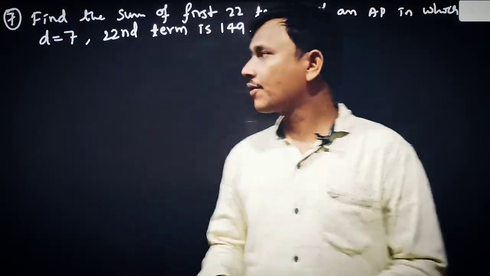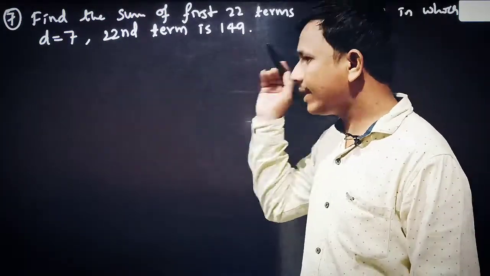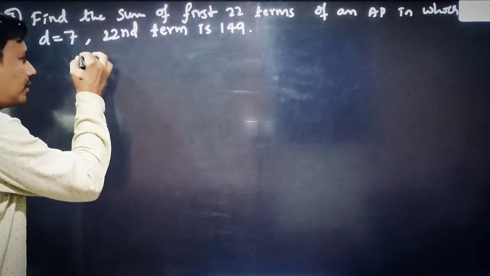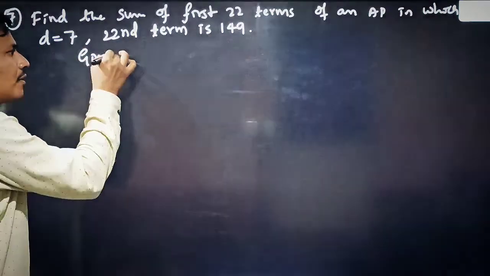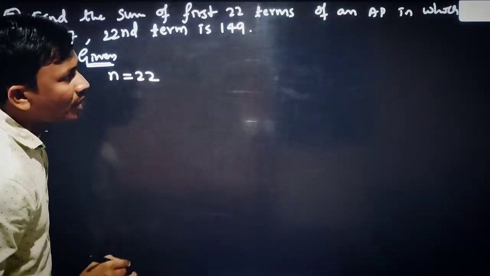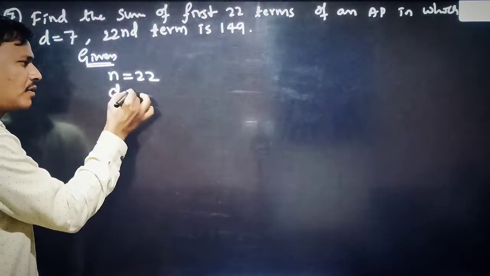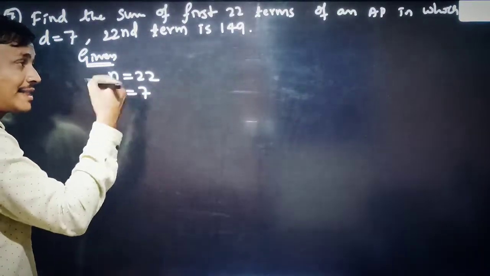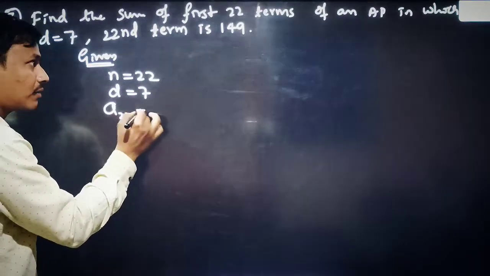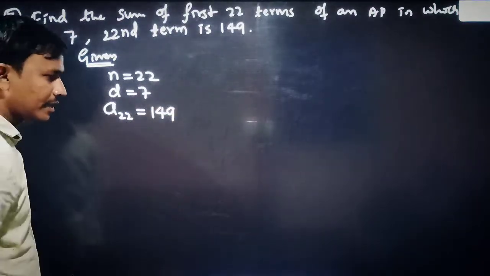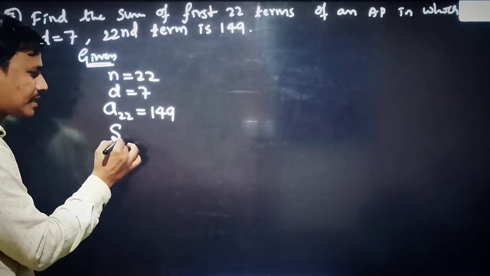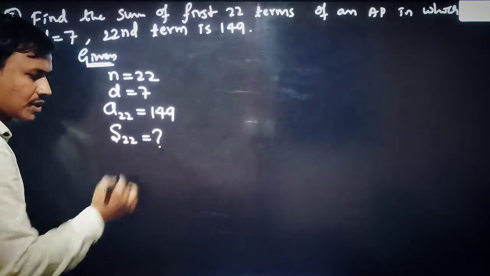Seventh question. The question is, find the sum of first 22 terms. n is equal to 22. Okay. Given, find the sum of first 22 terms, nothing but n is equal to 22, of an AP in which D is equal to 7 and the 22nd term. What is the 22nd term? A22 is equal to 149. Understood? What we need to find out? Sum. S22 is equal to question mark.